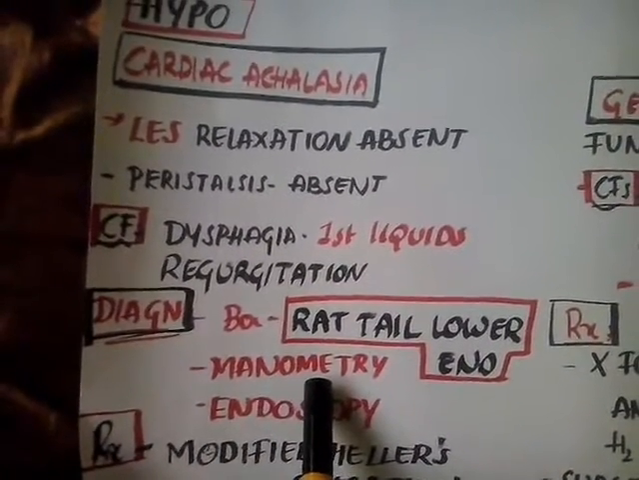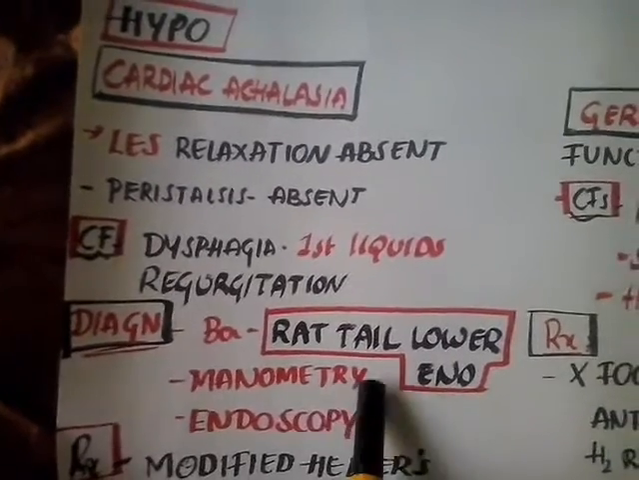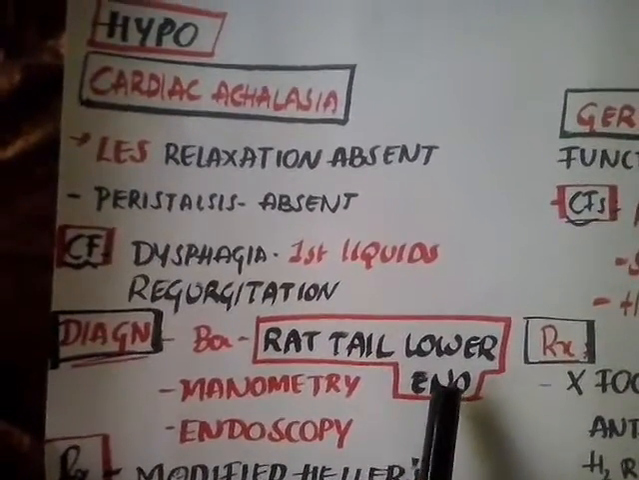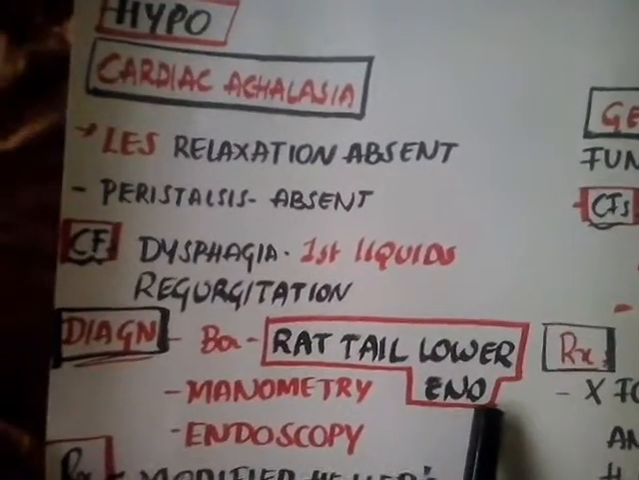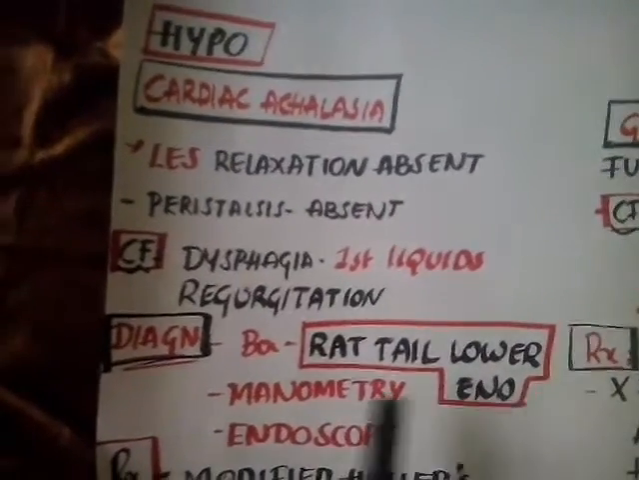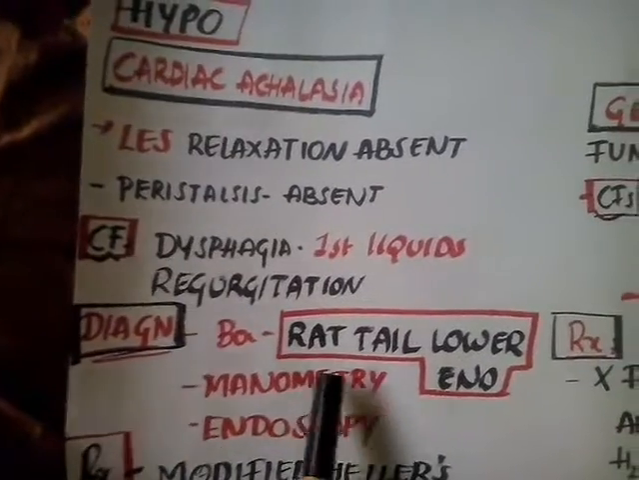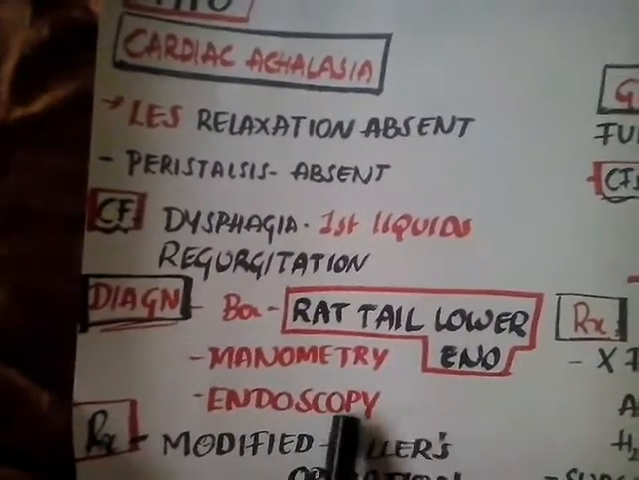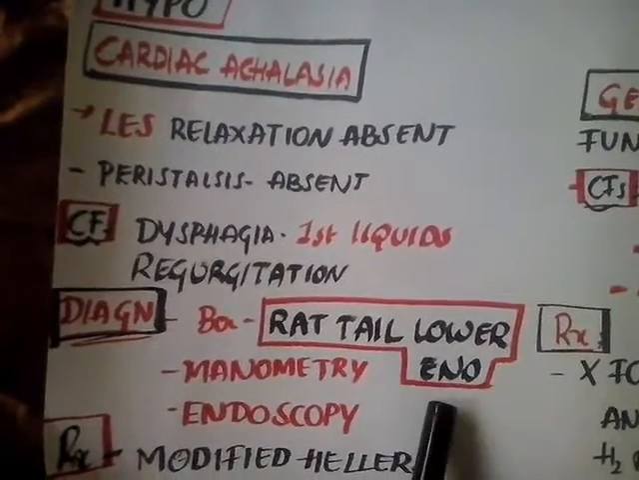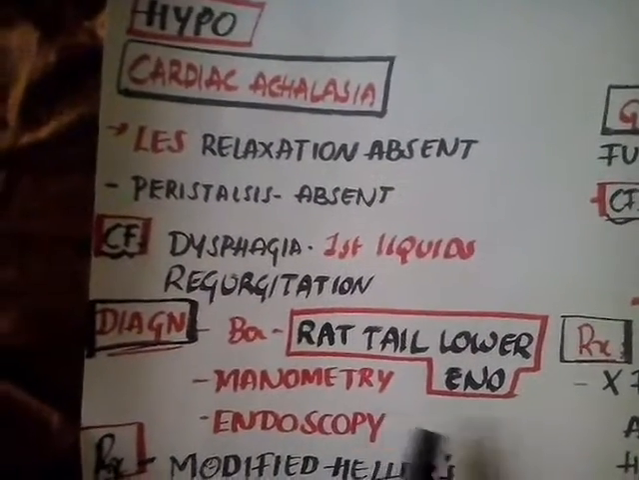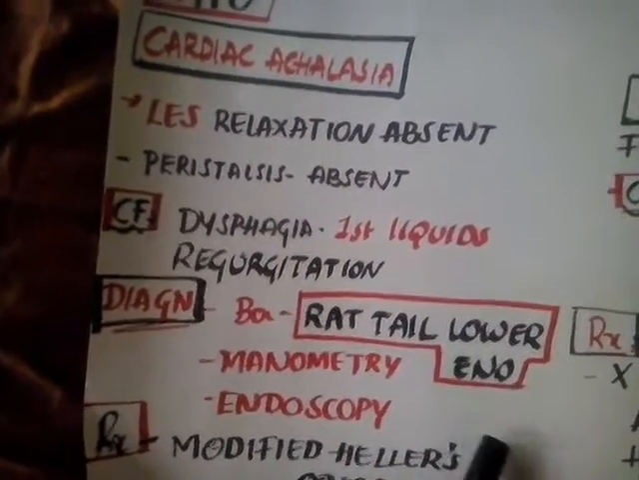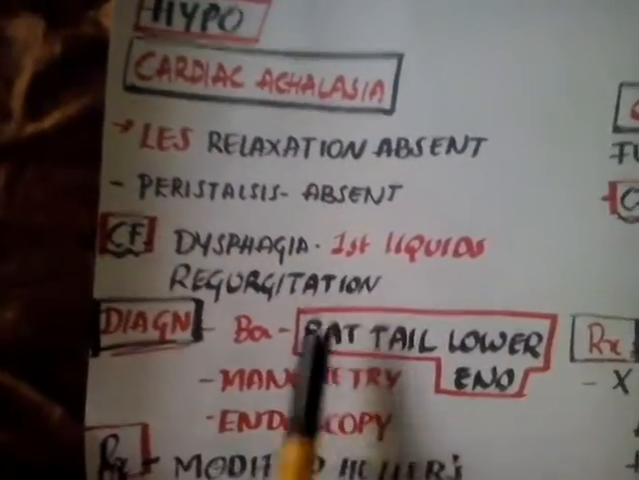There is a dilated esophagus at the body and a narrowed lower end. It gives a rat tail lower end and bird beak appearance. Coming to manometry: there is low pressure in the body of the esophagus and high pressure at the lower esophageal sphincter. Endoscopy is done to exclude benign strictures and the development of cancer, which is a complication of this disorder.